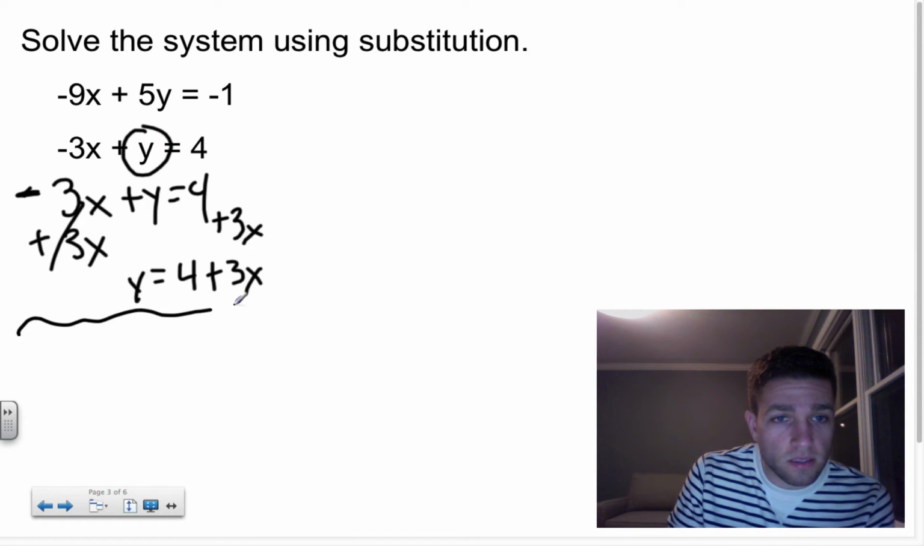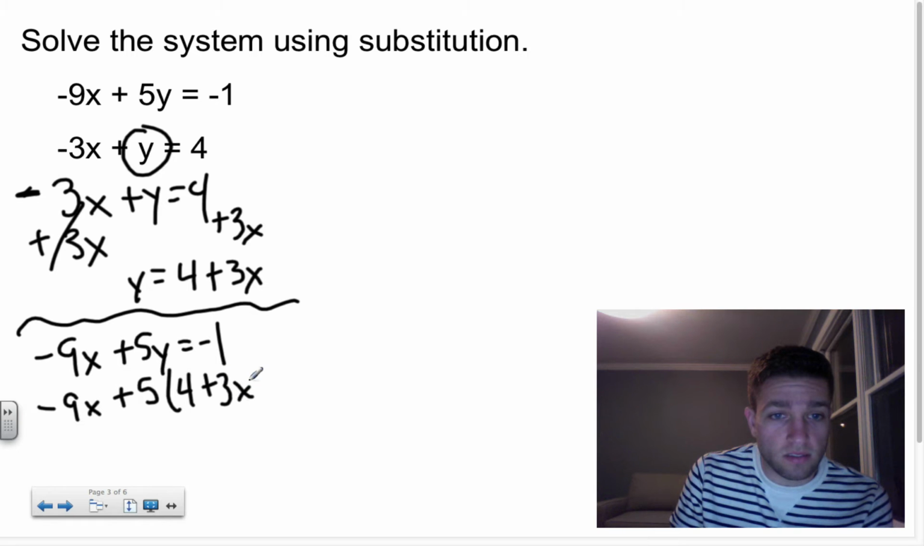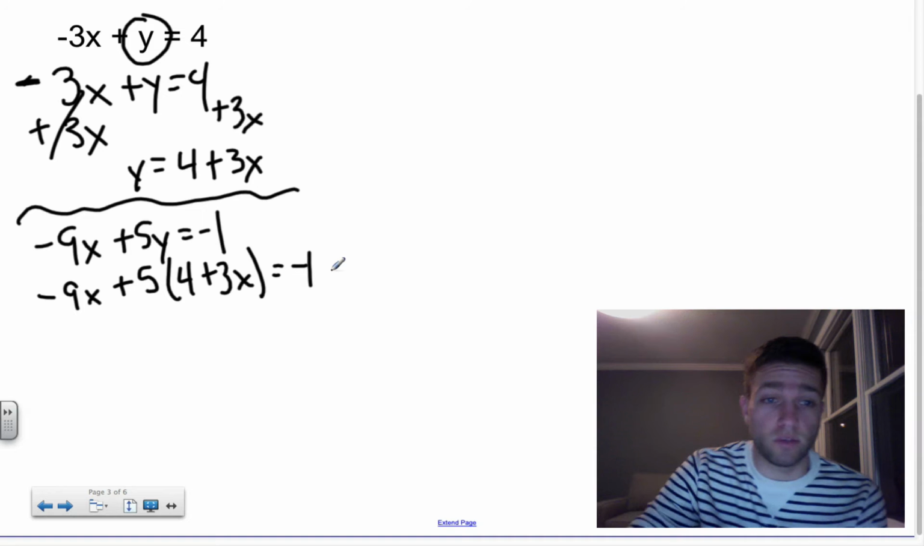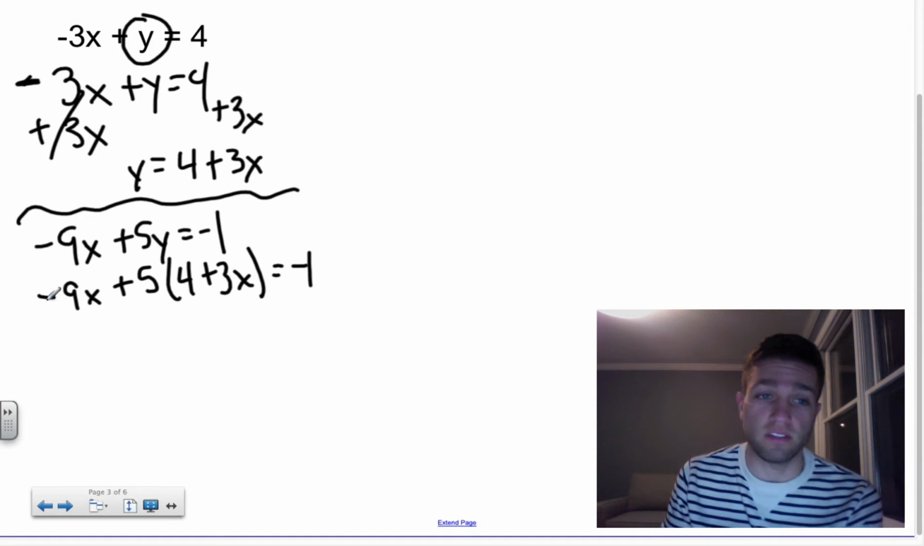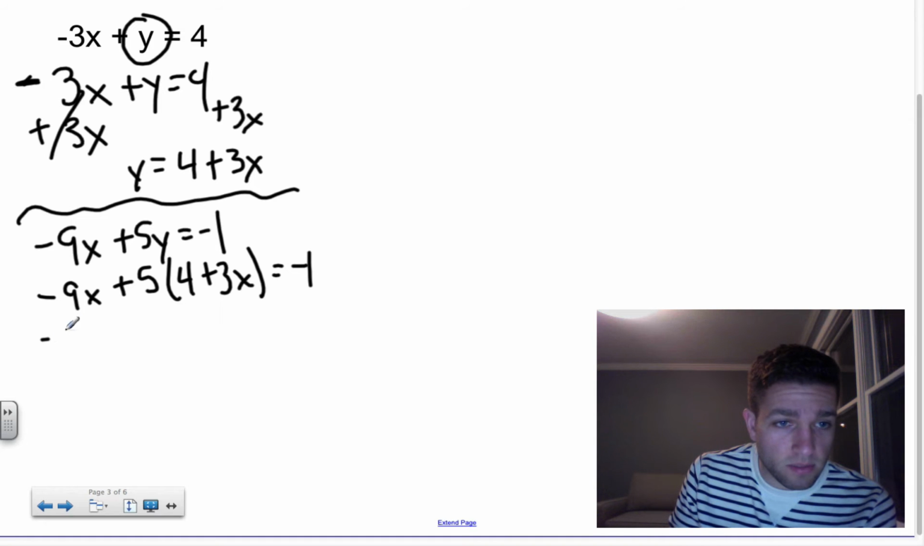I'm gonna negative 9x plus 5y equals negative 1, except I'm going to substitute for y. 4 plus 3x equals negative 1. And now I'm just going to solve. If you want to pause the video and try to do it yourself and see if you end up at the same spot, that's great, but here we go. First step is obviously going to be to distribute.